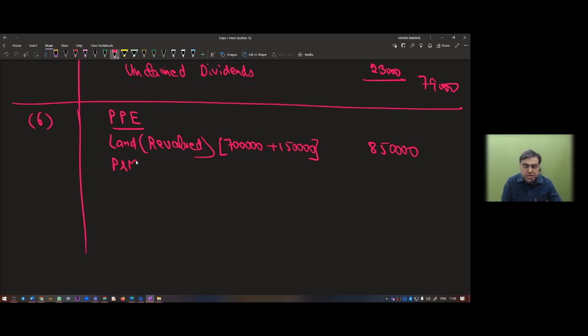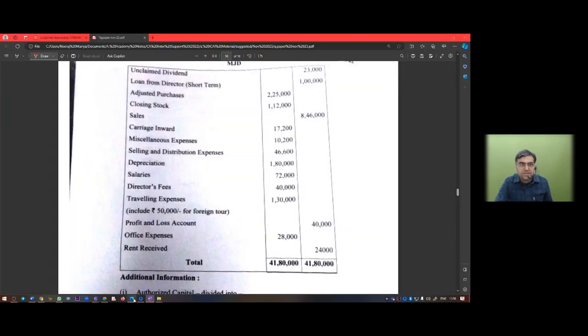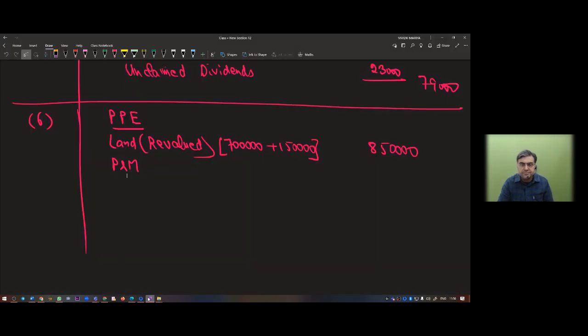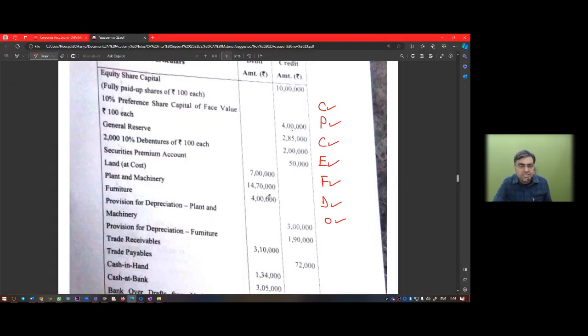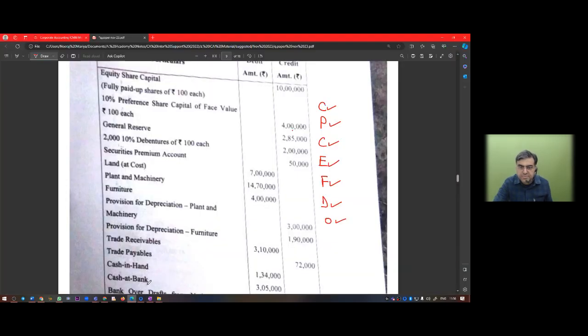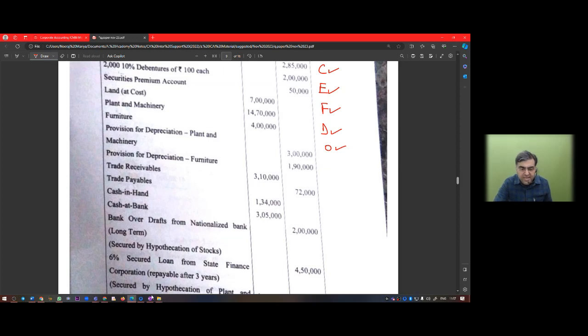Next is plant and machinery, 1470. Less provision for depreciation. Next is furniture. The furniture is 4 lakhs. Less provision for depreciation. The provision for depreciation is 3 lakhs and 1,90,000.